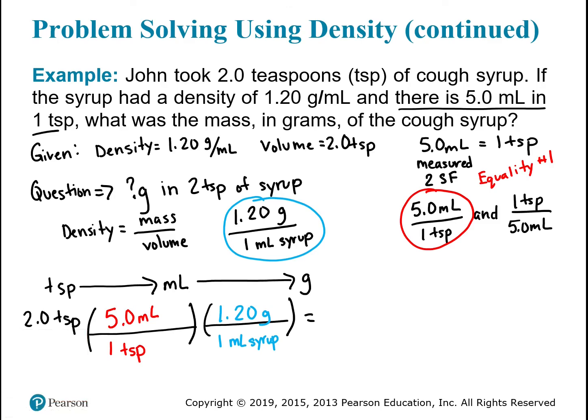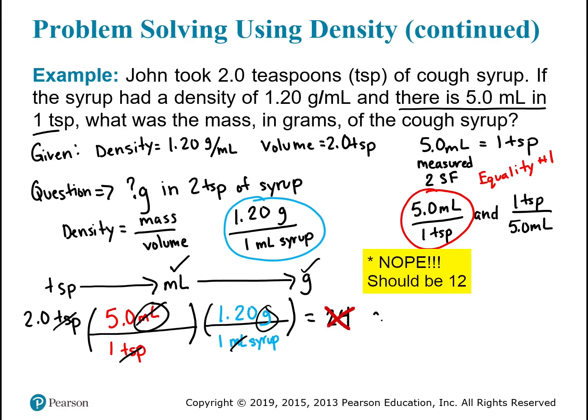Now we need to check and make sure that our units cancel and we end up with the unit we actually want at the end. We cancel out our teaspoons because we have one in the numerator, one in the denominator, and we get to milliliters. We cancel out those milliliters and we're left with grams. That's exactly what we want. Now you can put it into your calculator. 2 times 5 divided by 1 multiplied by 1.2 divided by 1. Your calculator will tell you 24.